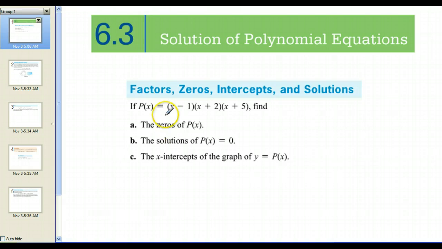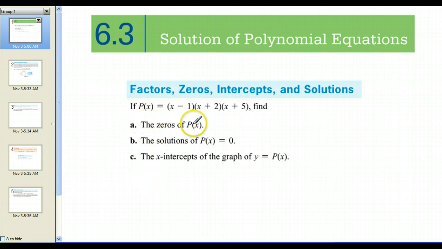So, you'll be asked one of these three things. They're basically all three asking the same thing, just in different ways. They all kind of mean the same. So we have some function p of x, and this is what it's equal to. It's this times this times this. So it's a factored form of a polynomial.